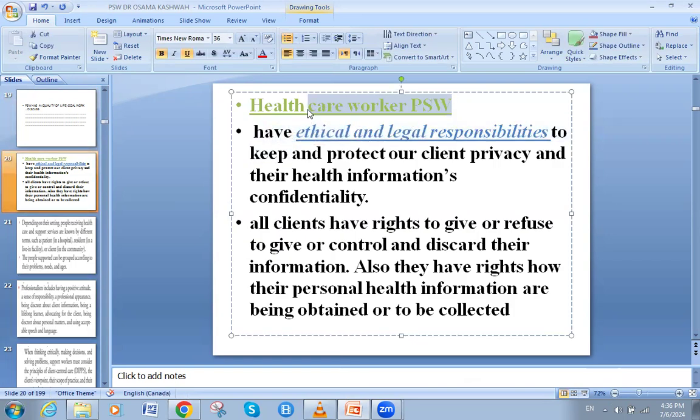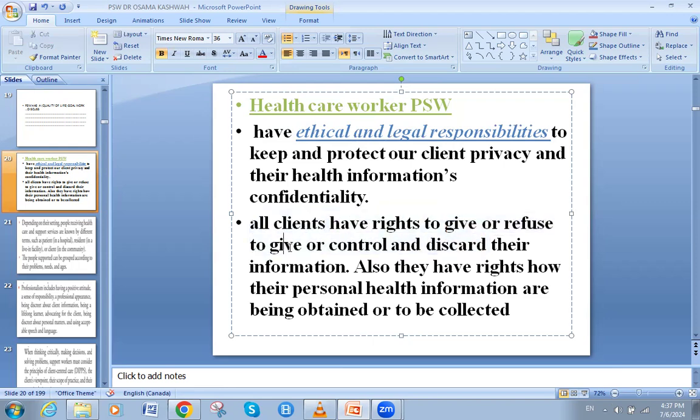A healthcare worker, the PSW, must have ethical and legal responsibilities. The ethical and legal responsibilities are very important. One of them is to keep and protect our client's privacy. We said the quality of life before, and one of the things that helps the quality of life is keeping the client's privacy and their health information confidential. So he must keep the information about their health secret, not to say it to anyone, not even to members of his family. No.